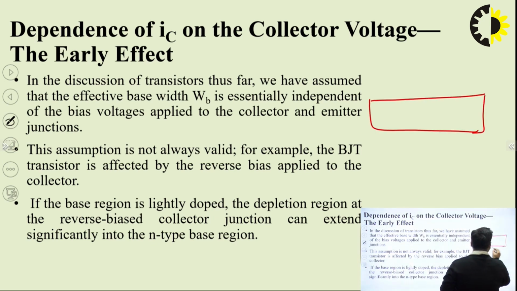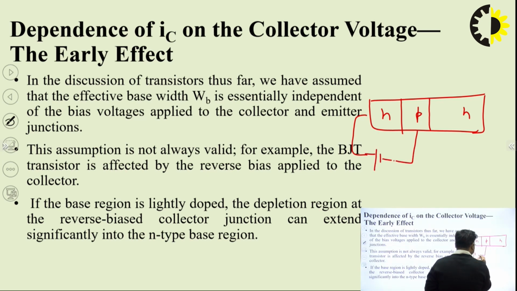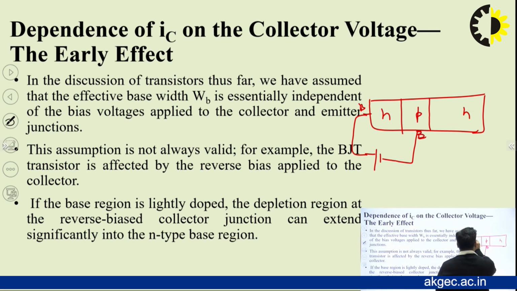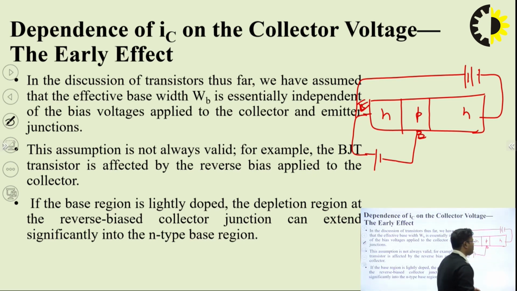In the NPN transistor, this is N, this is P, this is N. This junction, between base and emitter, is forward biased. And this junction, between collector and base, is reverse biased by connecting the N terminal to the negative terminal of the battery.